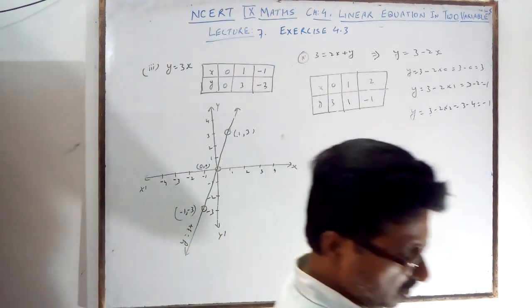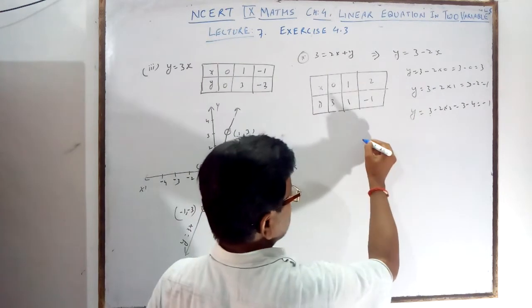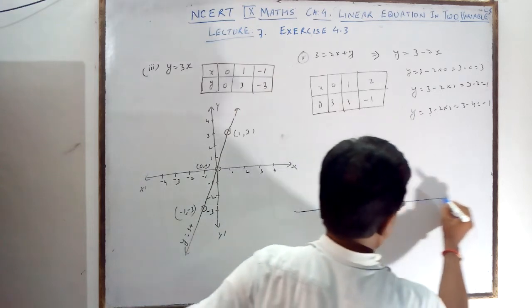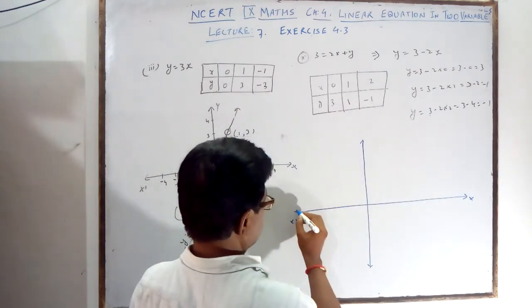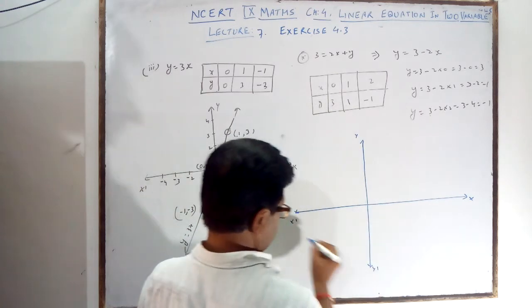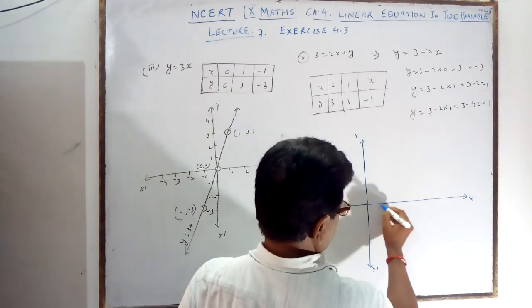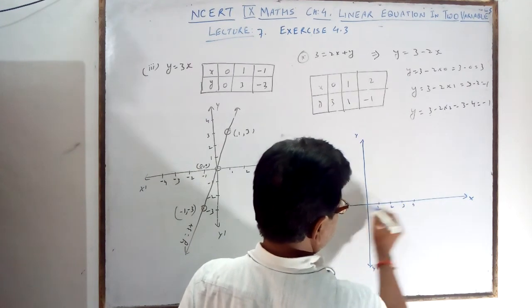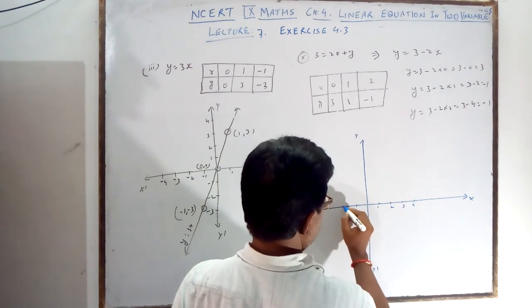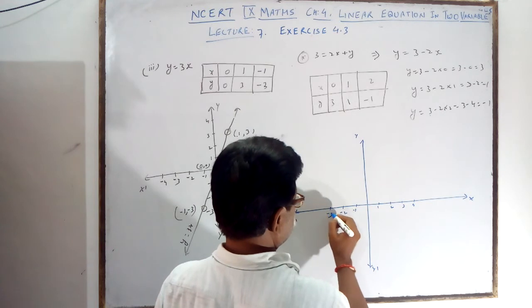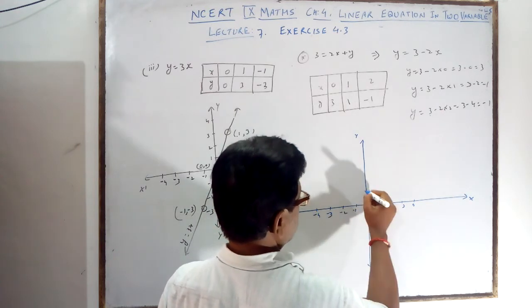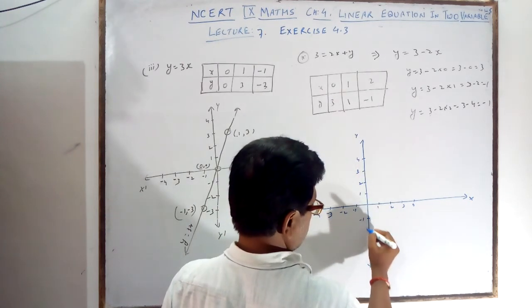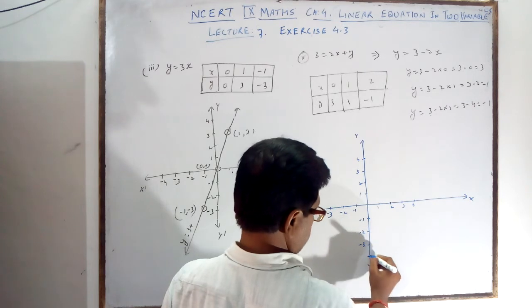If 3 points are sufficient to draw, then what will you do? We will plot a graph. X dash, y dash. 1, 2, 3, 4, 1, 2, 3, 4, and minus 1, minus 2, minus 3, and minus 4. Here 1, 2, 3, 4. Here minus 1, minus 2, minus 3, minus 4.